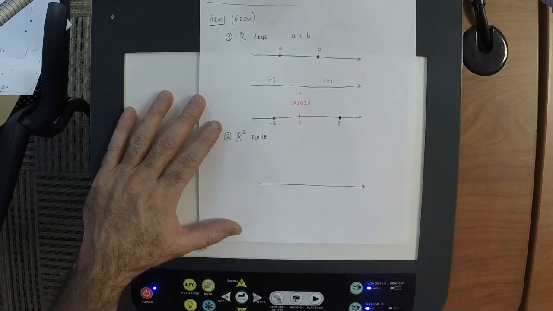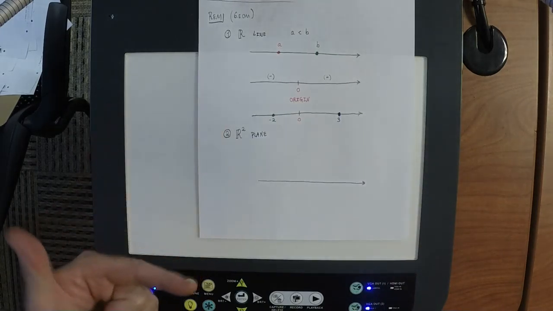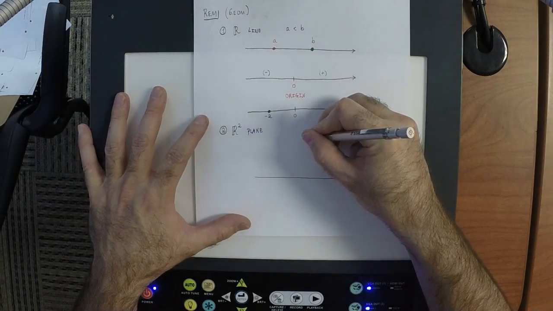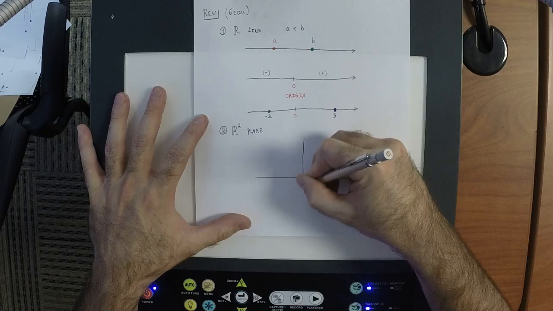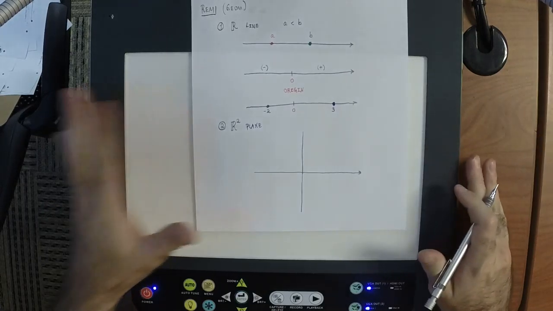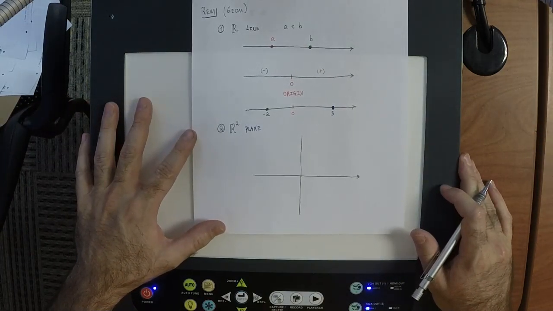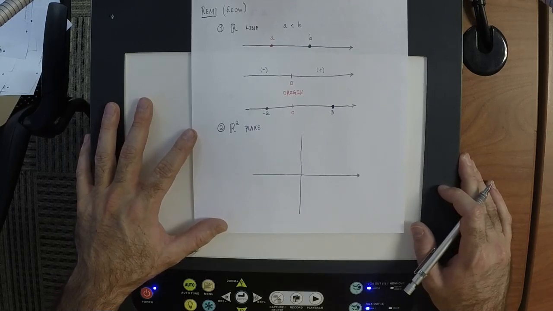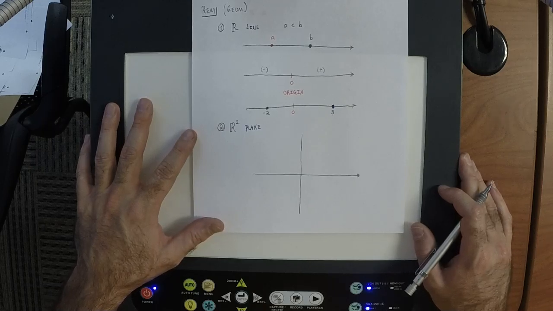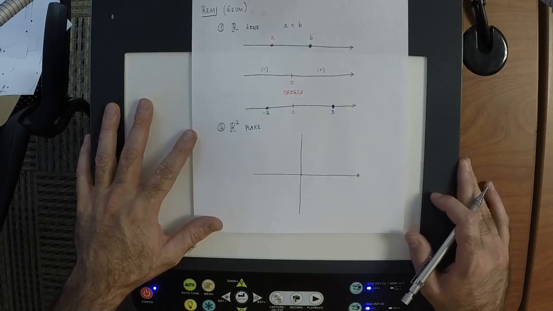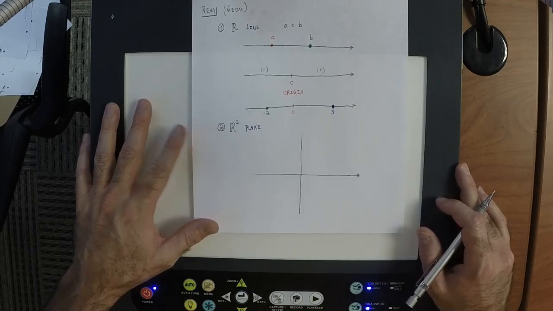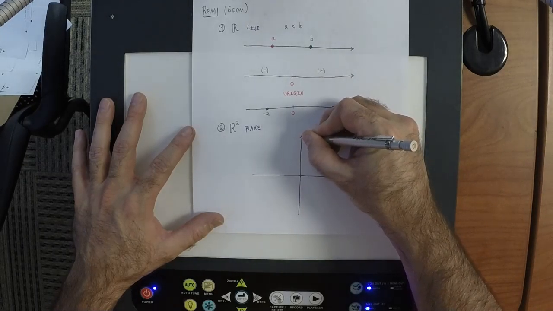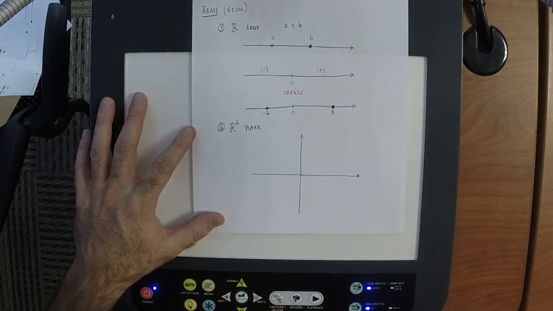So we're still going to have a copy of the reals oriented horizontally and increasing to the right, and a second copy of the reals oriented vertically. Notice so far that I haven't indicated the direction of increase for the vertical copy. There is a standard convention in math for the direction of increase for the vertical axis. What is it? Up.